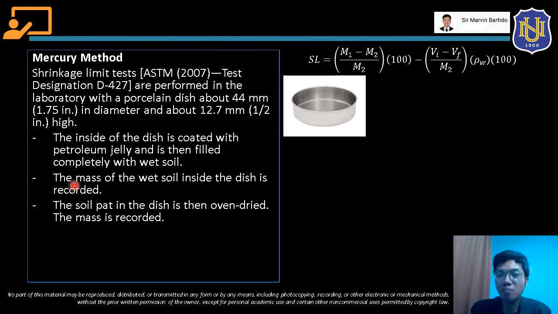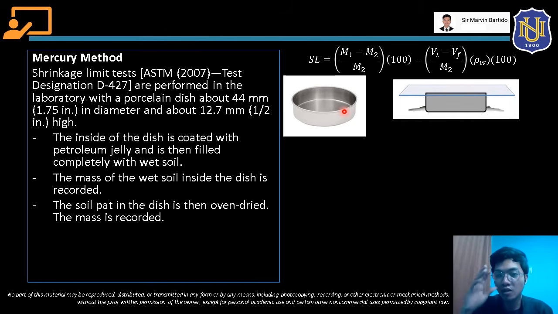Okay, ngayon, class, para dito sa V sub I, pwede natin yan ma-determine using mercury method. So yung ginagawa natin, class, sa mercury method, itong dish natin na to, we are going to fill this with mercury. So nilalagyan natin yan at pinupuno, class, ng mercury. So ginagamitan natin yan ng parang glass para i-press yung ibabaw para lang ma-strap off yung mga excess na mercury. Okay.